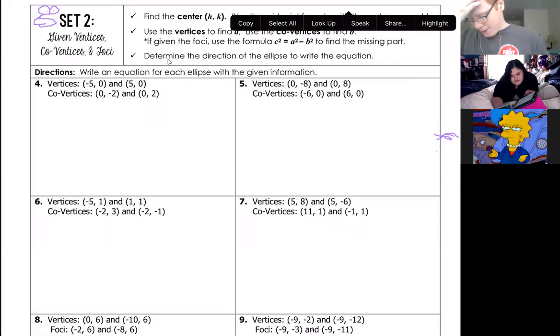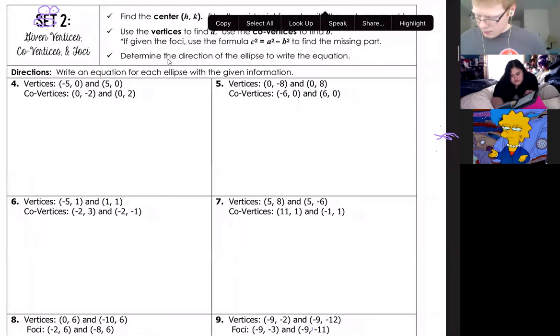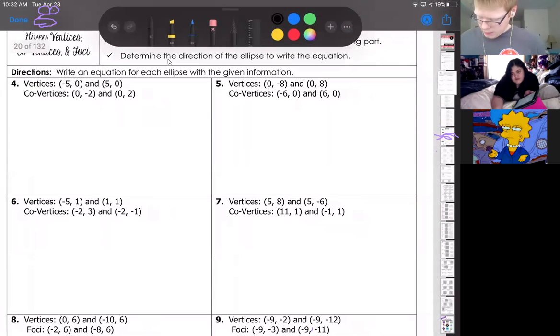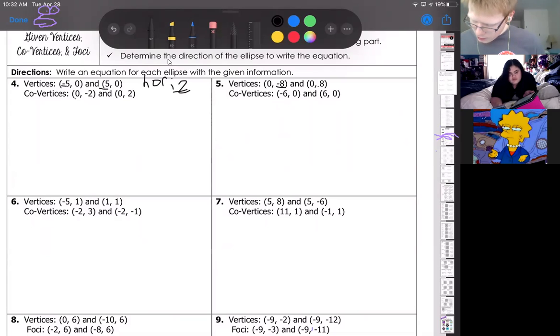So one kind of trick we're going to use, if you think of like a picture, since this one, if you notice your vertices are bigger than your covertices, that means that since the vertices have an x value in them, this is going to be a horizontal ellipse, because I notice these have x values. Like if you look at example 5, see how the vertices have a y value? This would be a vertical ellipse.